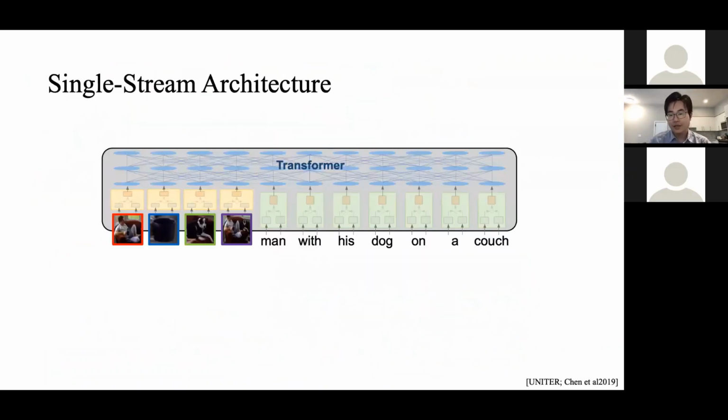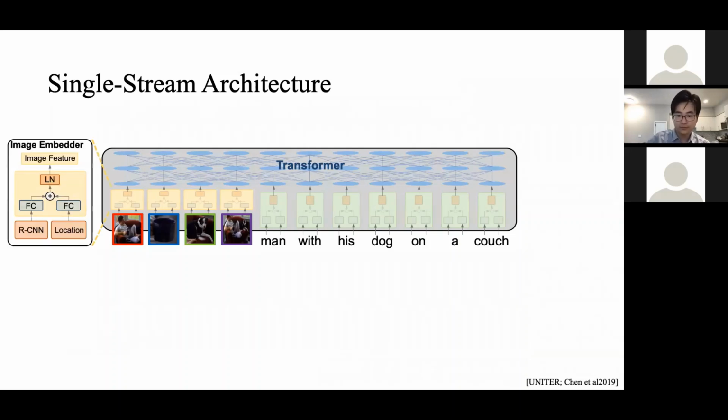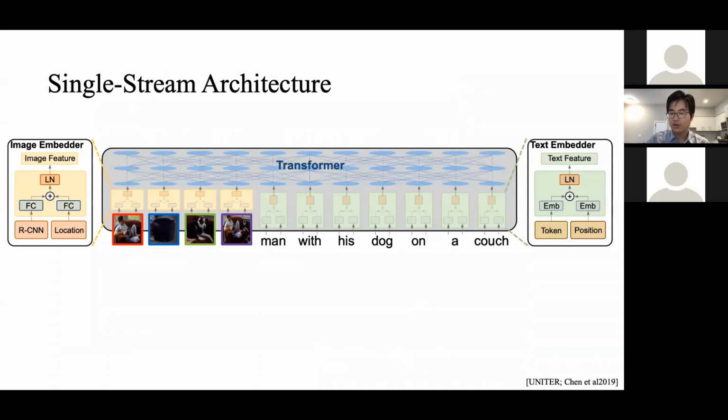Here, I show UNITER, which is a single stream model. It's composed of an image embedder, a text embedder, and a transformer in the middle. Specifically, in our image embedder, we first use Faster R-CNN to extract the visual features for each region. We also encode the location feature for each region via a 7-dimensional feature. The 7-dimensional feature typically consists of top left corner position, bottom right position, relative area, relative width, and relative height for each region.